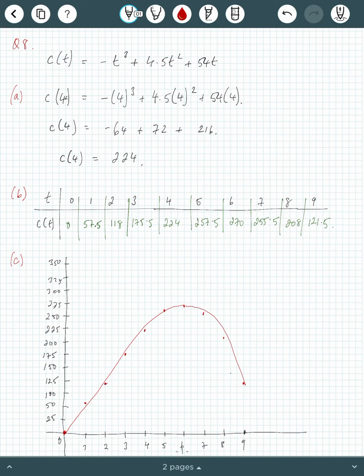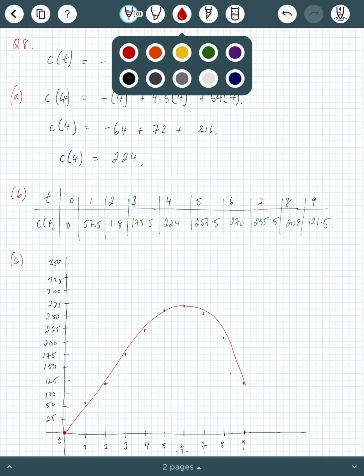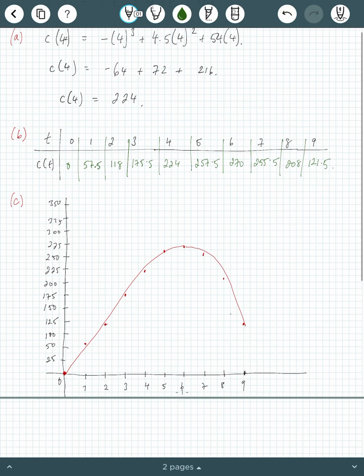D, it says, use your graph to estimate each of the following values. In each case, show your work on the graph above. So very important as you show your work. Okay, the amount of drug in the bloodstream after 3.5 hours. Okay, so I'll use a different colour here, lads. I'll go with green. Okay, so this is your D part here.